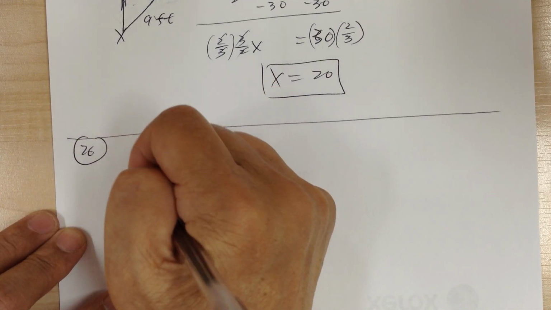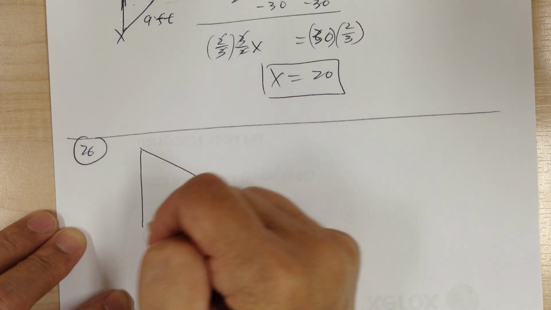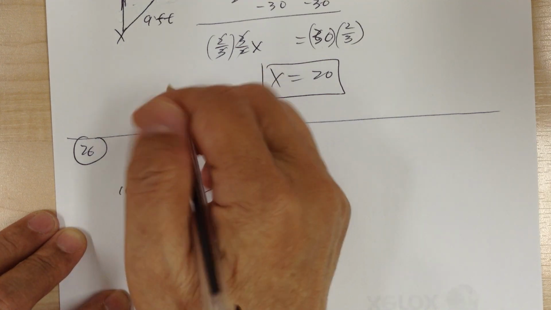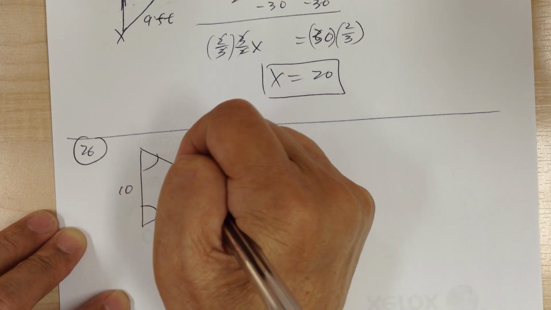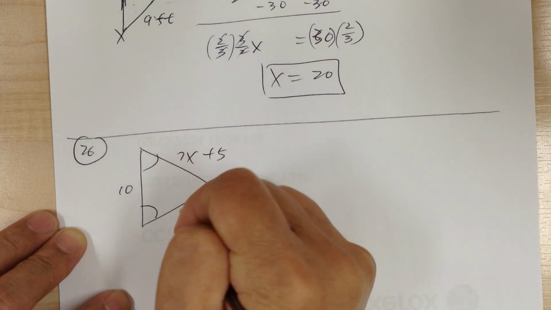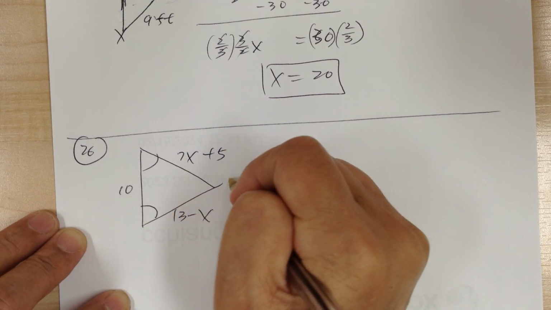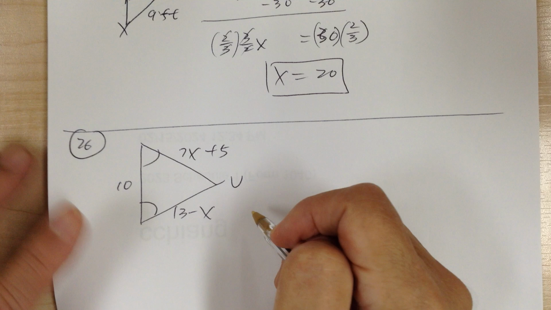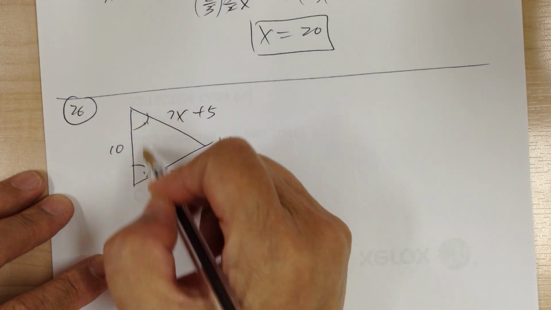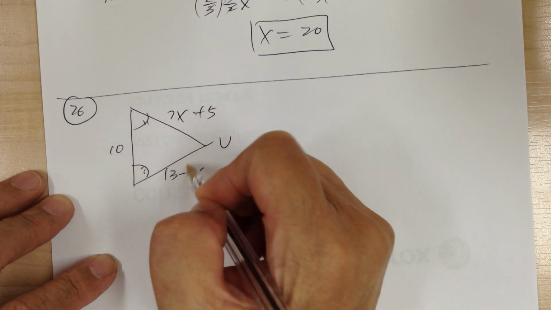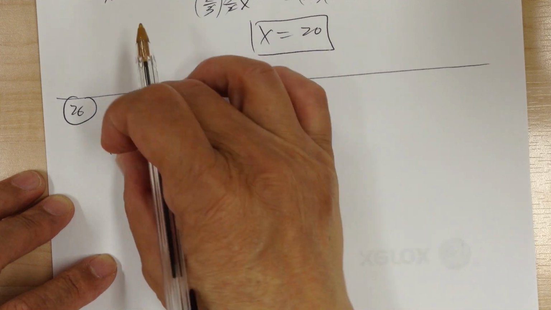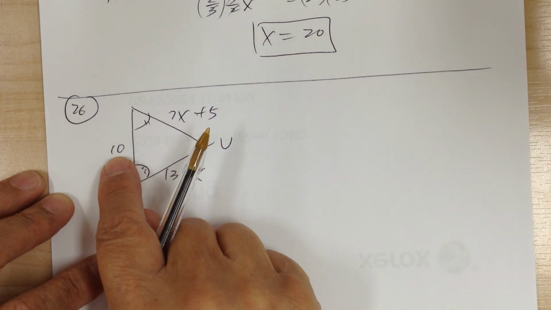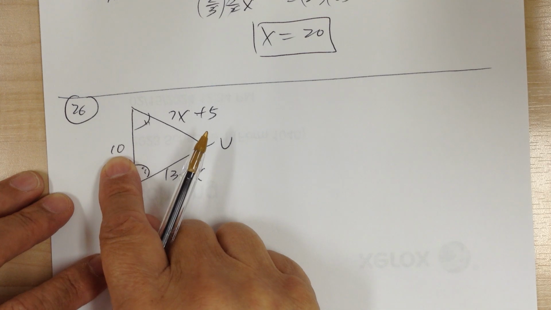Okay, number 26. So you got 10. You got 7x plus 5, 13 minus x, and this is u. Notice these two angles are congruent. That means these two sides have to be congruent because they are facing the same side. So this one, number 10, doesn't do anything. It's just kind of there to throw you off.